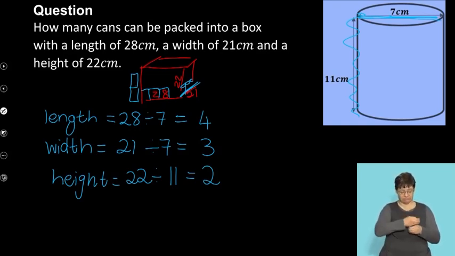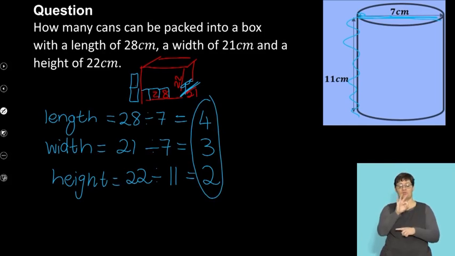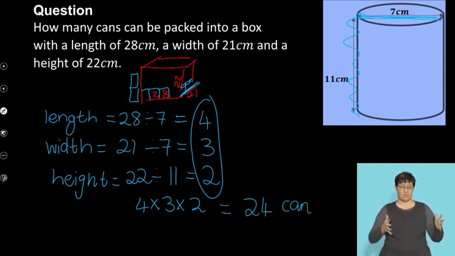Lastly, I need to see how many cans will be packed in total into the box. And I'm just going to multiply these 3 values together, because I know that those are the dimensions of the box, so it will account for how many cans I can fit in. So it is just going to be 4 times 3 times 2. 4 times 3 times 2 is 24. So I can fit 24 cans into my box.